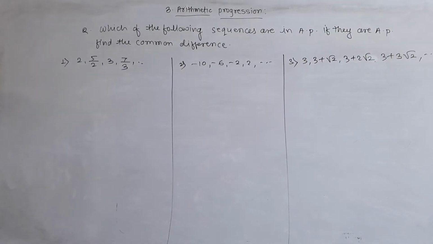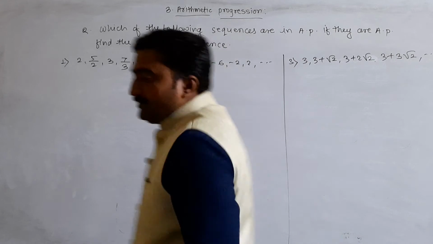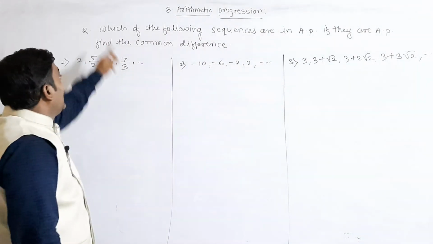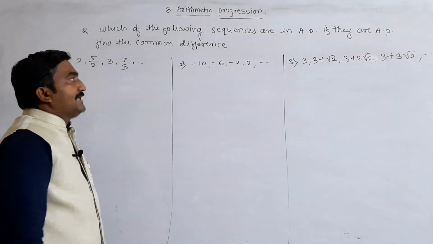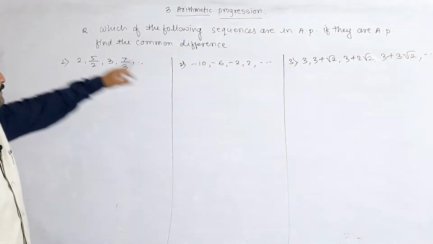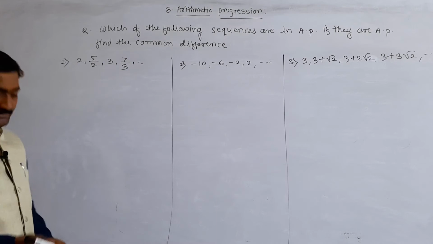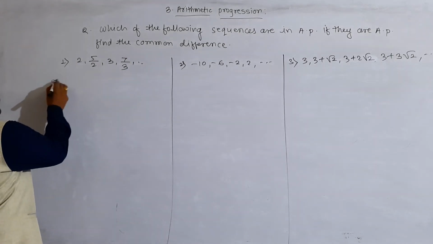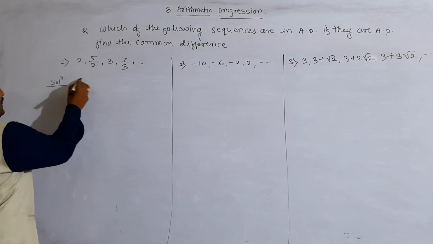So we have to study here another question. Which of the following sequences are in AP? If they are in AP, find the common difference. So study here first example, solution of first example.